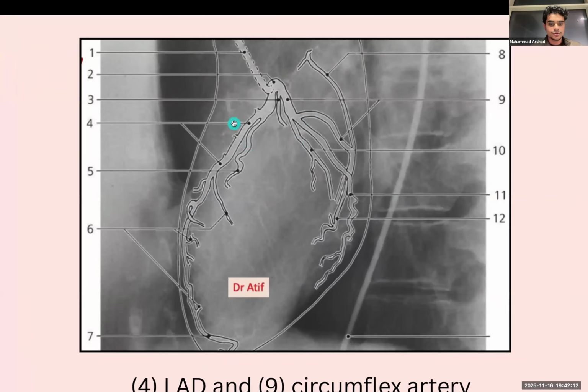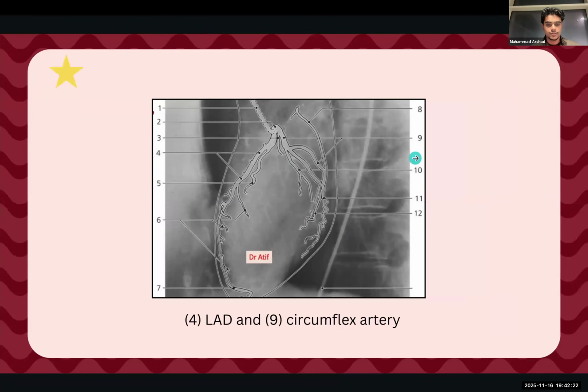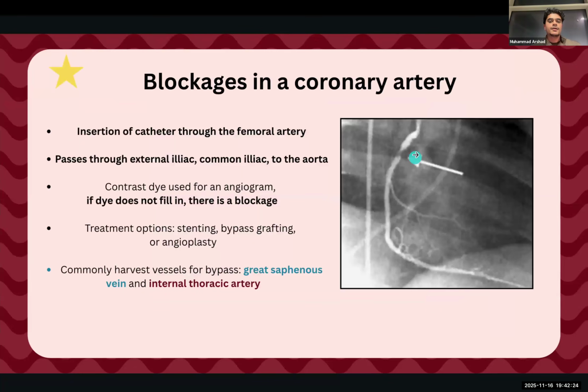And the most important thing that you need to know here is that 4, which corresponds to this, is the LAD, and then 9, which corresponds to this, is the circumflex artery, which is going to go posteriorly. Okay, those are the two really only important things I need to know.